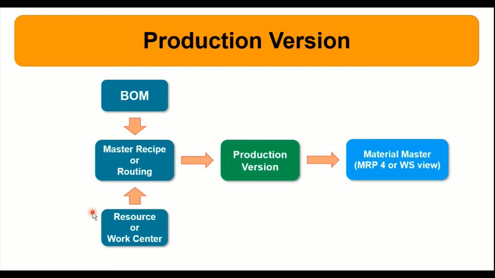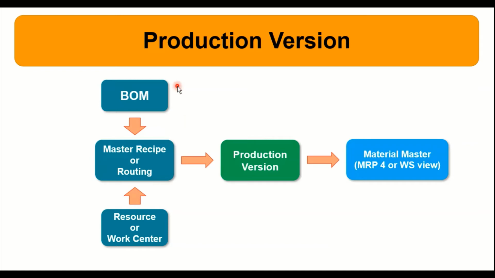So that's how we are going to link the work center and the bill of material into the routing. Once we have the assignments done into the routing, we then create a production version for the product. This production version holds the combination of the bill of material and the routing number. Like I said, there can be multiple bills of material for the same product and multiple routings for the same product, right?